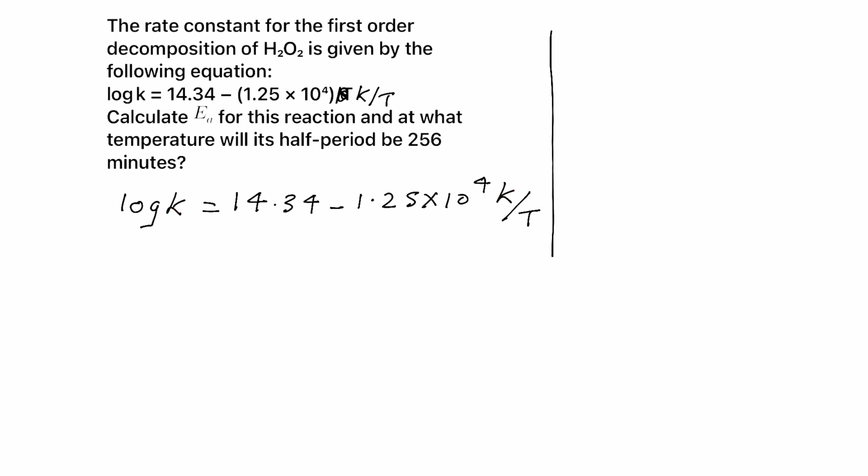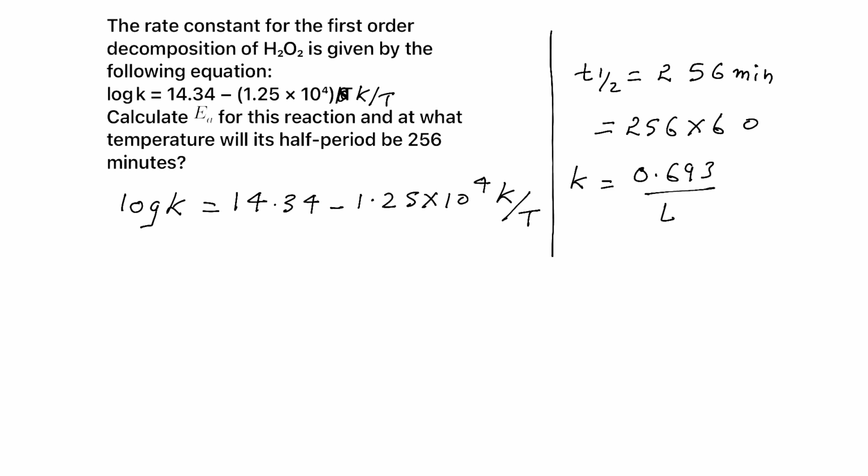Okay, we can check. So they have given the half-life period. T half is equal to 256 minutes. So in seconds it will be what? 256 into 60. Correct, right? Now how to find K? We know K is equal to 0.693 by T half. You remember this, right? The standard equation for T half is 0.693 by K. So K will be 0.693 by T half for a first order reaction. Correct, right? Okay. Now, see, in the question it is given, first order reaction.